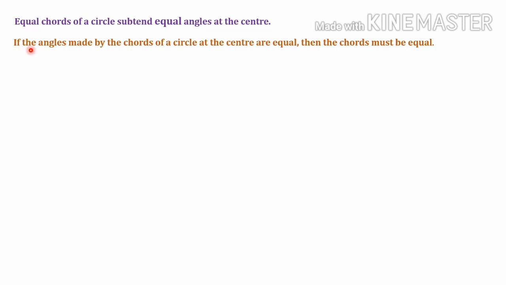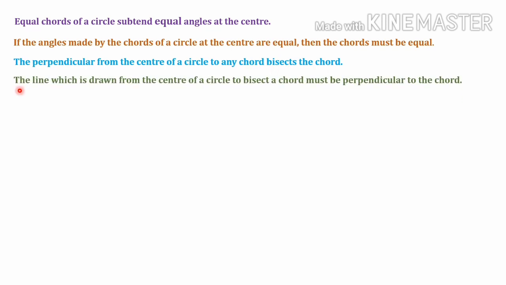Now, let's recall all the statements or results we have learned so far. The first statement: equal chords of a circle subtend equal angles at the center. Second, if the angles made by the chords of a circle at the center are equal, then the chords must be equal. Third, the perpendicular from the center of a circle to any chord bisects the chord. Next, the line drawn from the center of a circle to bisect a chord must be perpendicular to the chord.